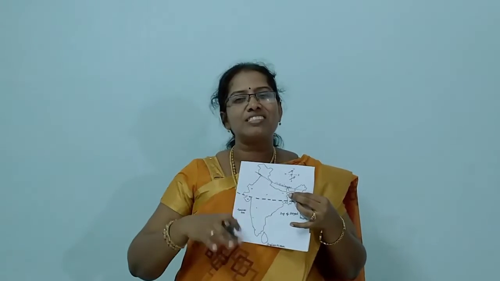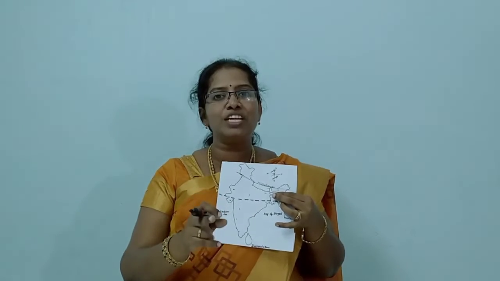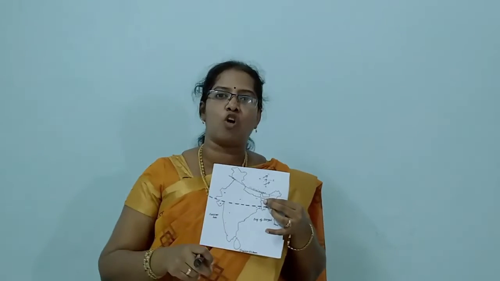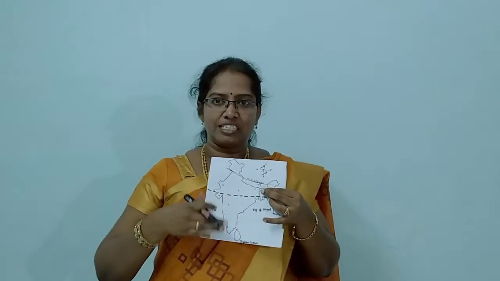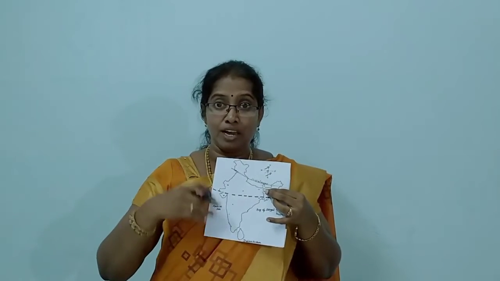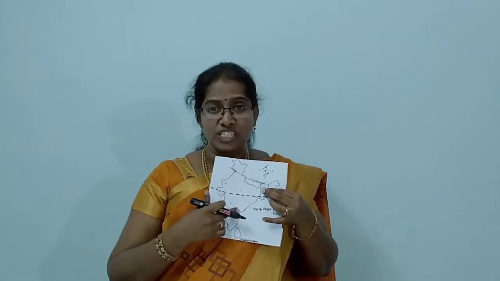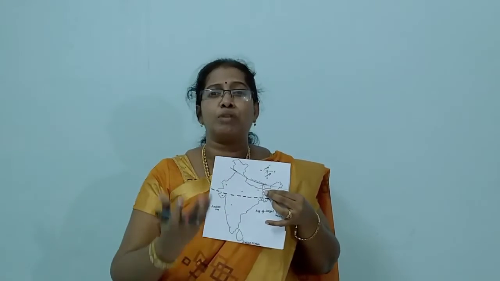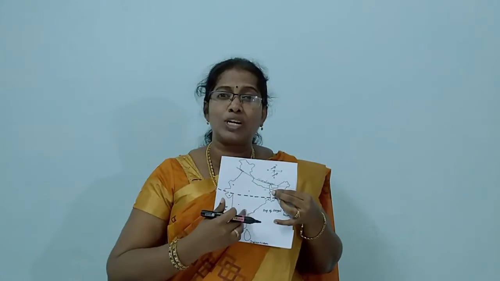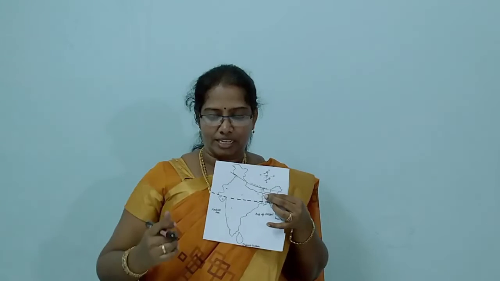It lowers the temperature of India. Lowers means what? It decreases the temperature, so the temperature will fall. Yes, because of the onset of the southwest monsoon. Onset means the starting of the southwest monsoon. So that's the thing, children.